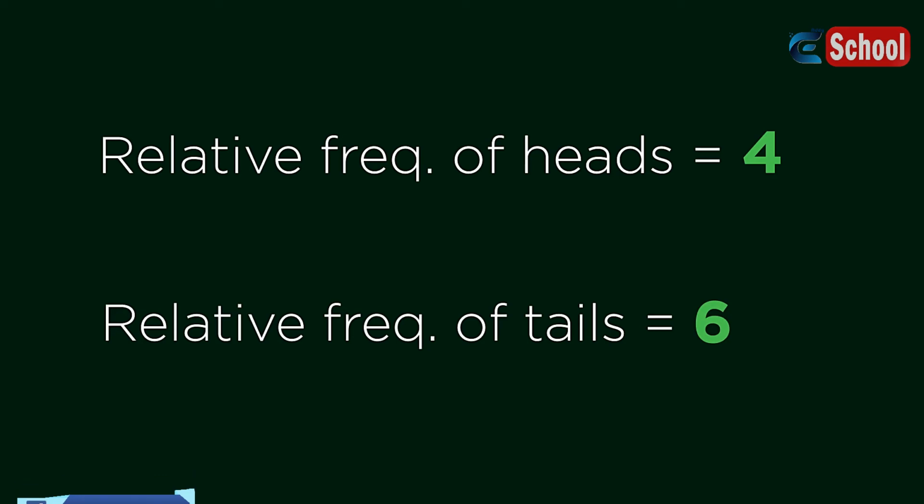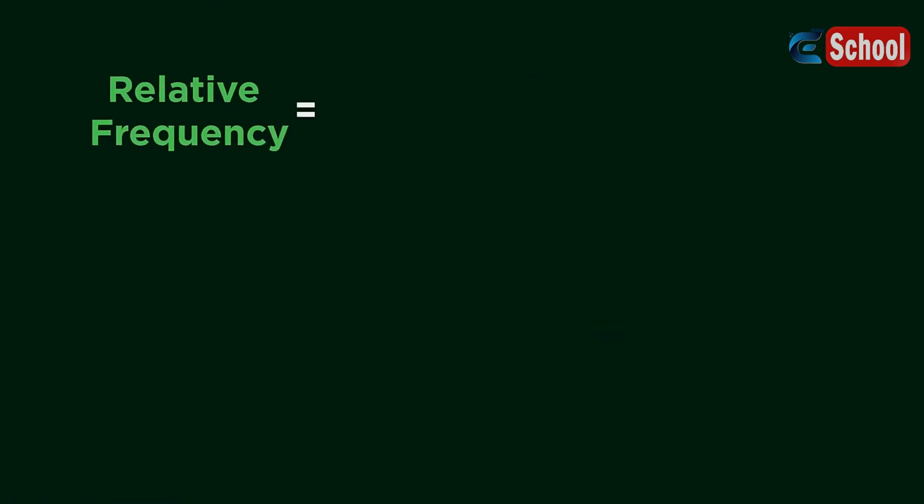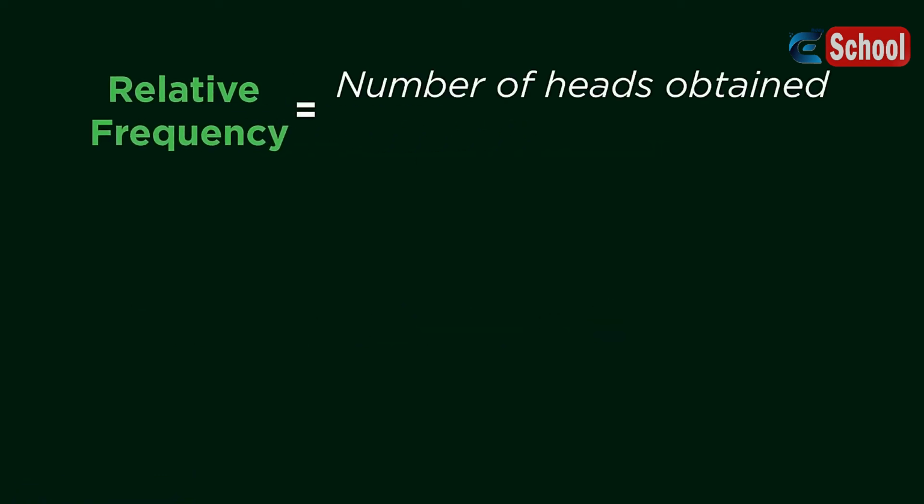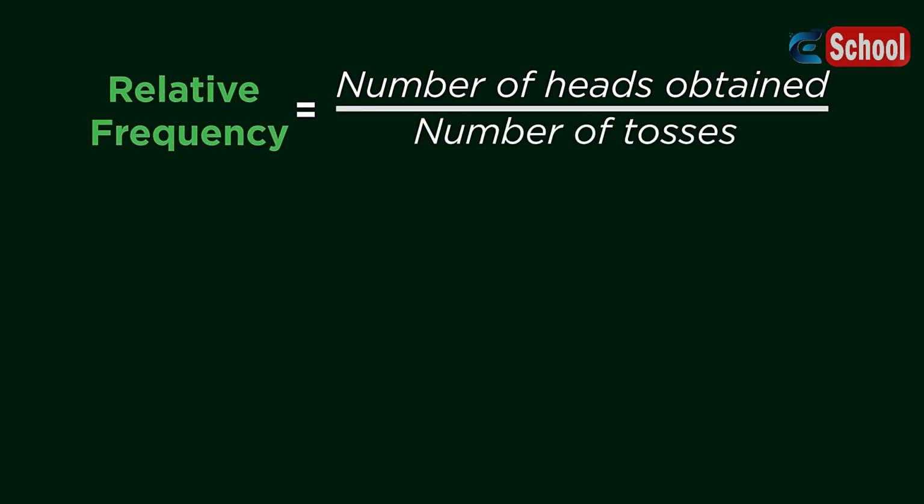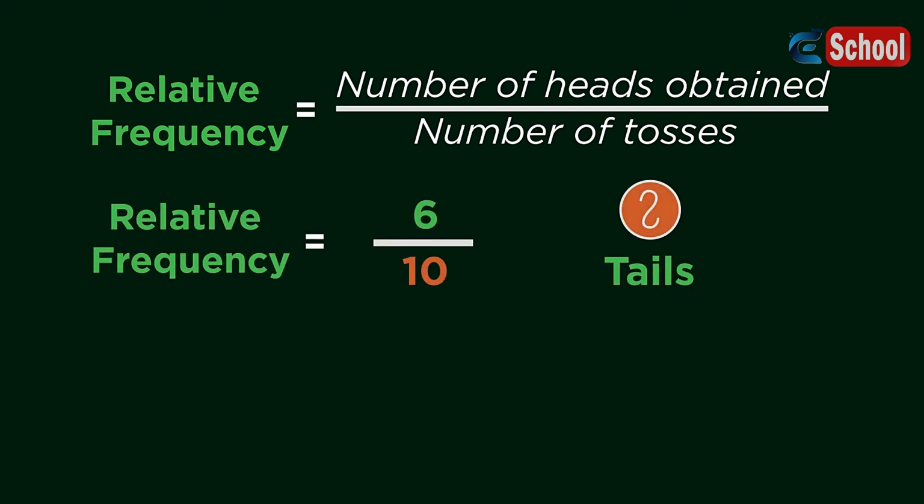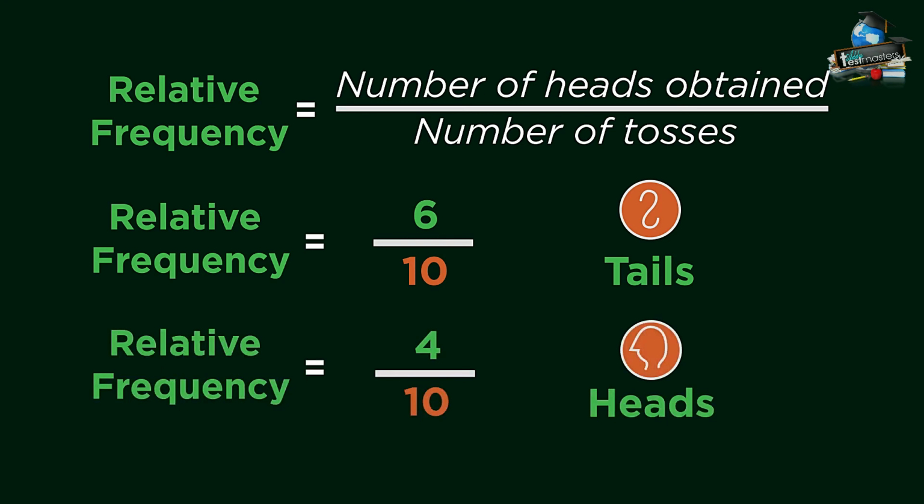So we use the following method to help you calculate. Relative frequency equals the number of heads obtained over the number of tosses. That means the relative frequency of getting tails is 6 out of 10, and the relative frequency of getting heads is 4 out of 10. Now you know 3 ways of how probability experiments can be done.